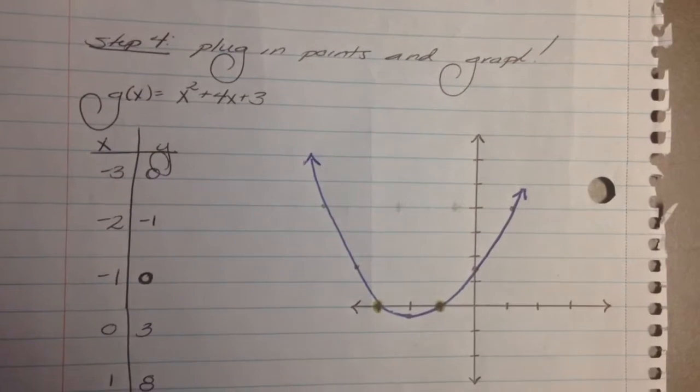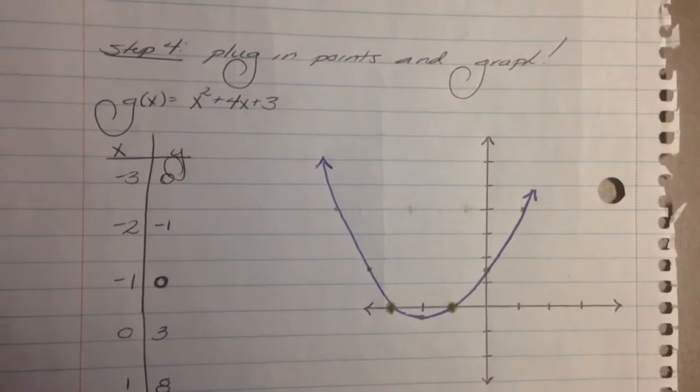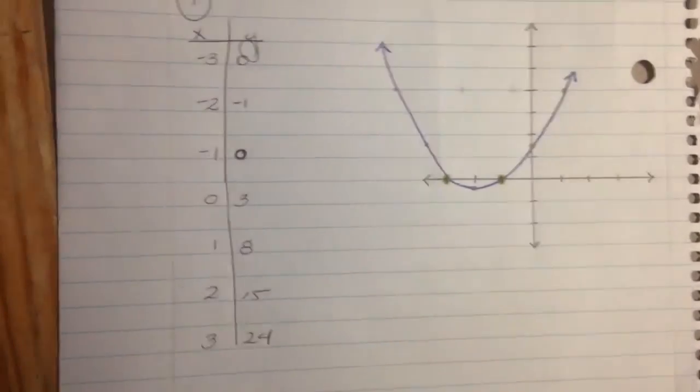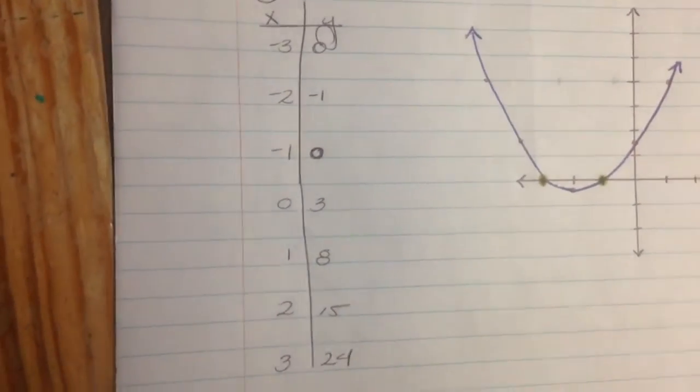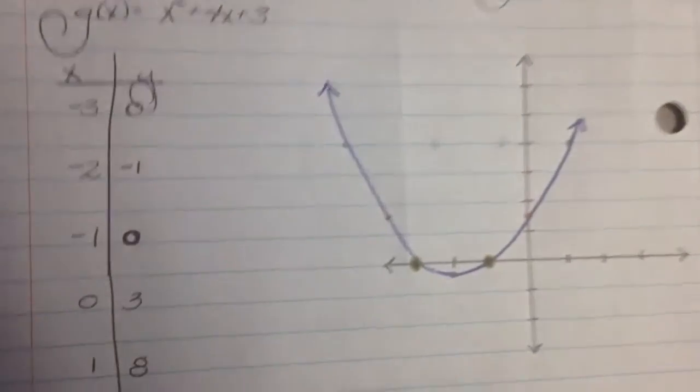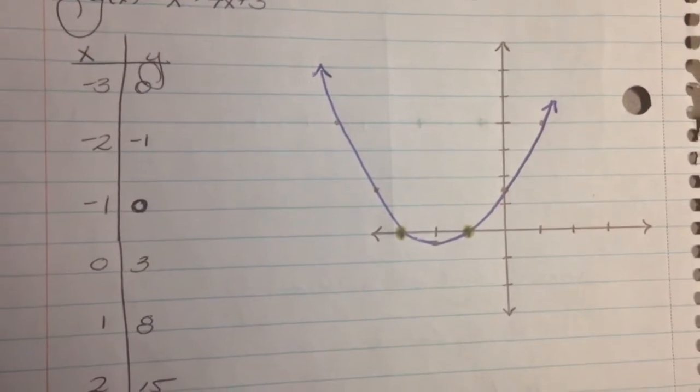The final step is to plug in the points and graph the equation. In our case, we plugged in the left side of the table for the x value and got the right side of the table as the y value. And we plugged those points into the graph and ended up with a parabola.